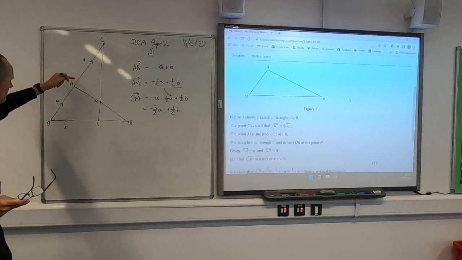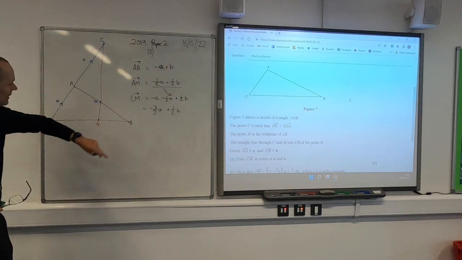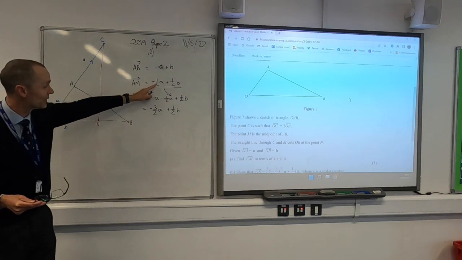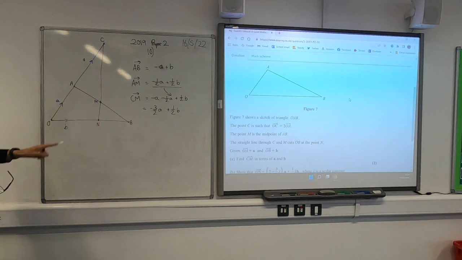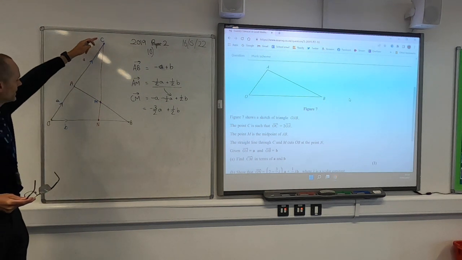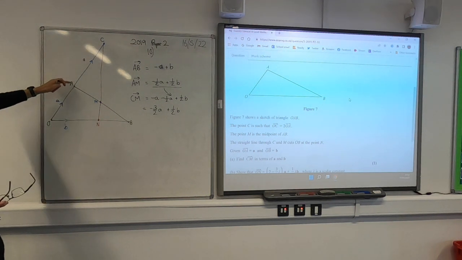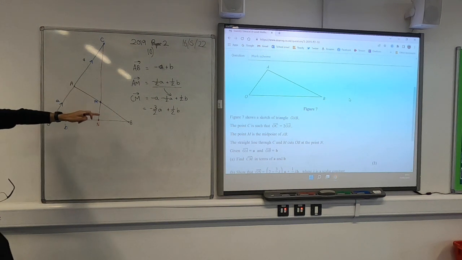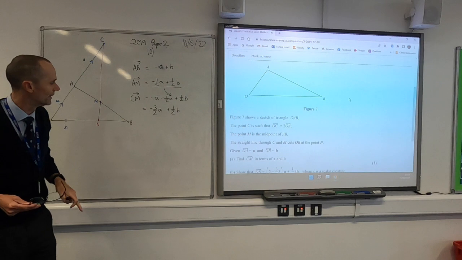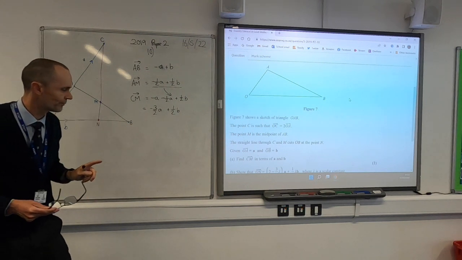So A to B is minus a plus b. A to M is just half of A to B, so it's as simple as writing it like that: minus half of a, plus half of b. And then C to M, that's backwards along another a, and then along A to M. So it's minus a, and then that vector just whacked in there, which gives us this.